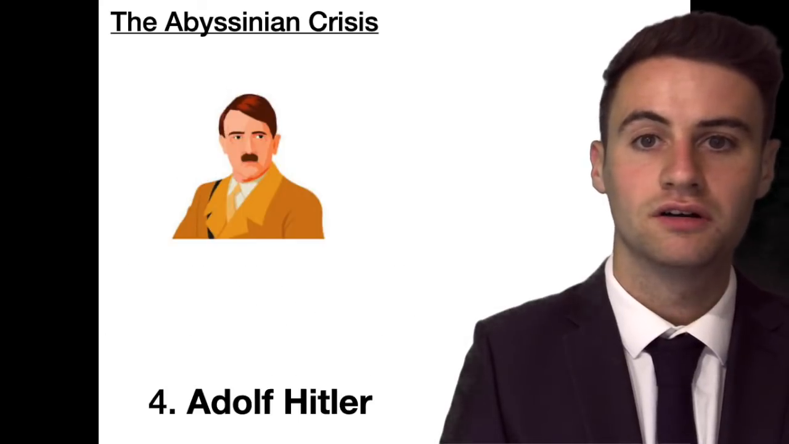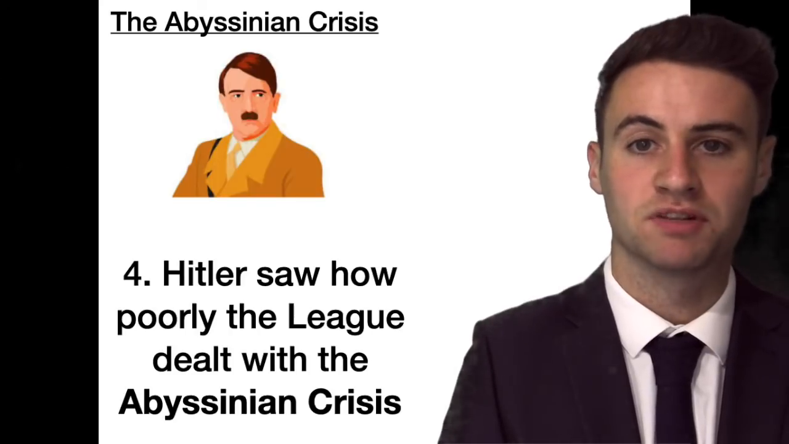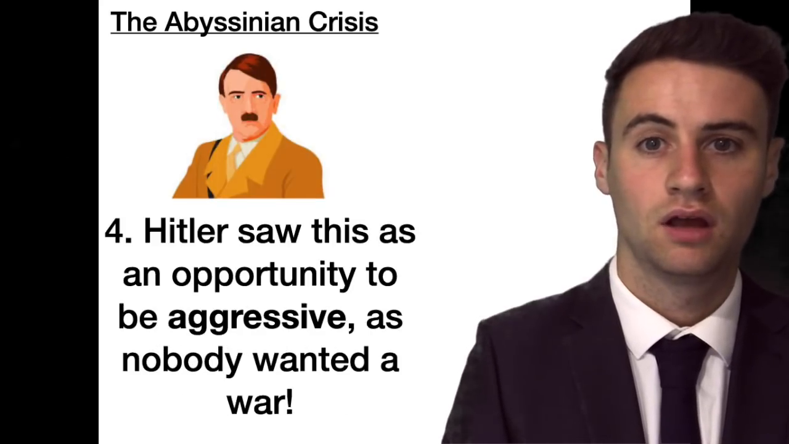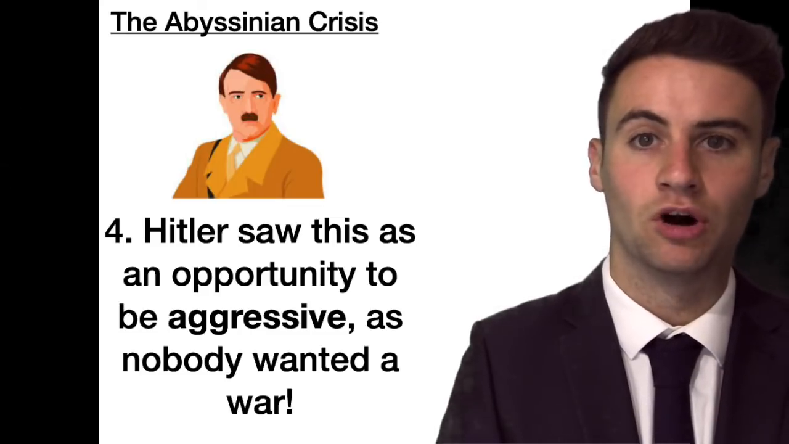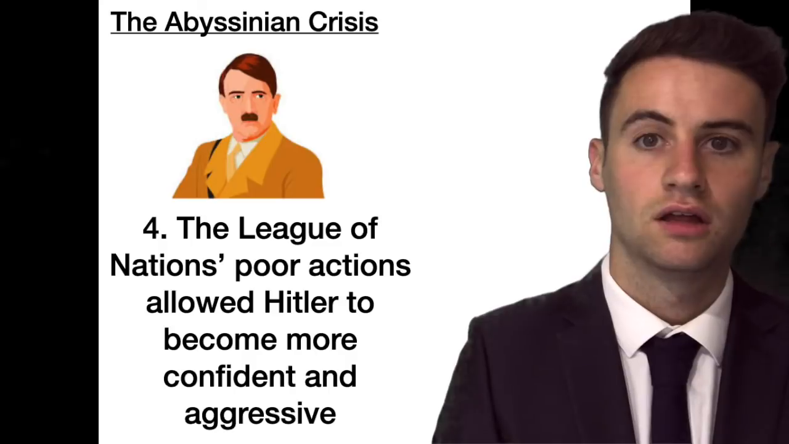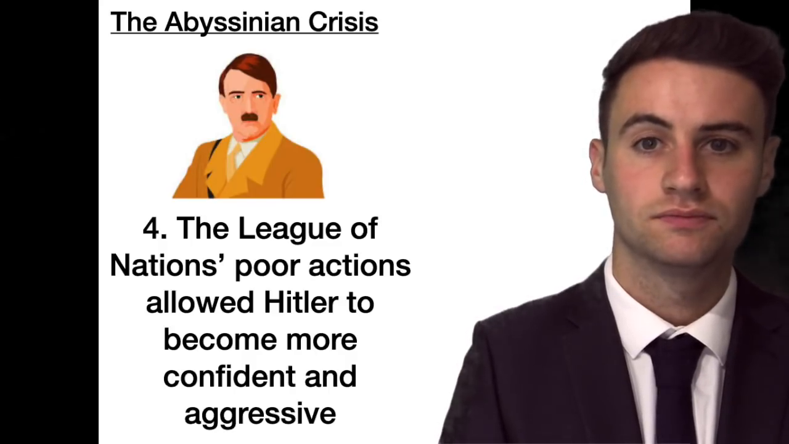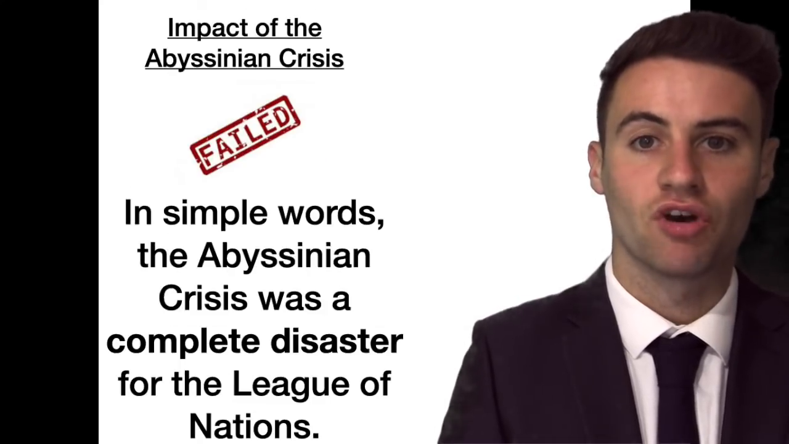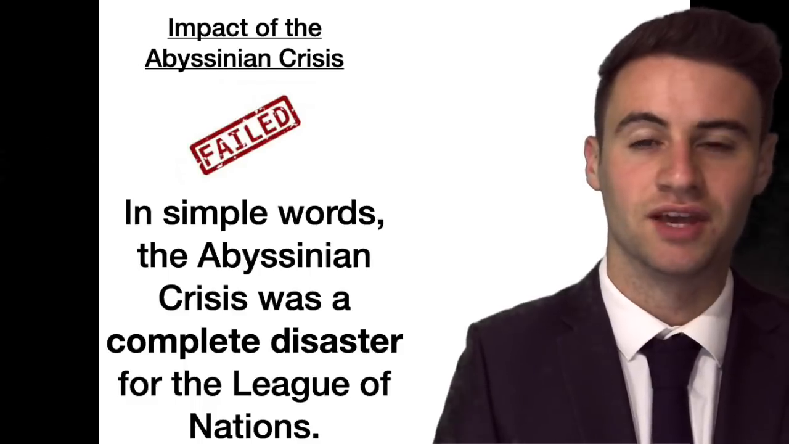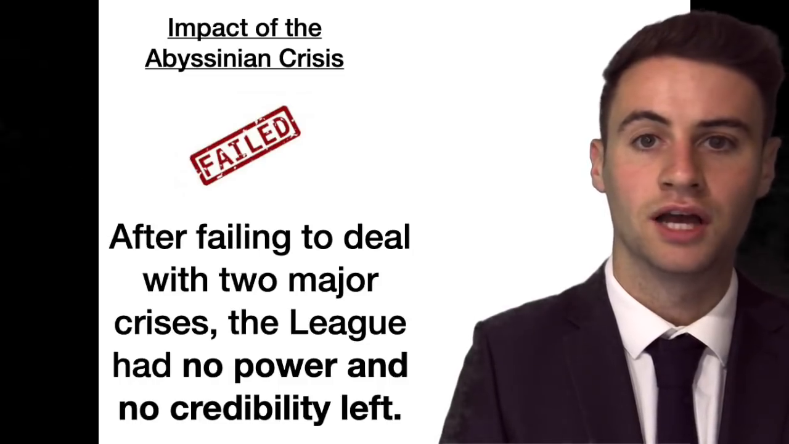And reason four: Adolf Hitler. Hitler saw how poorly the League dealt with the Abyssinian crisis. Hitler saw this as an opportunity to be aggressive, as nobody wanted a war. The League of Nations' poor actions allowed Hitler to become more aggressive and confident. So in simple words, the Abyssinian crisis was a complete disaster for the League of Nations. After failing to deal with two major crises, the League had no power and no credibility left.